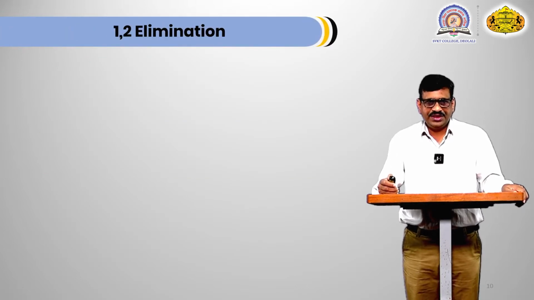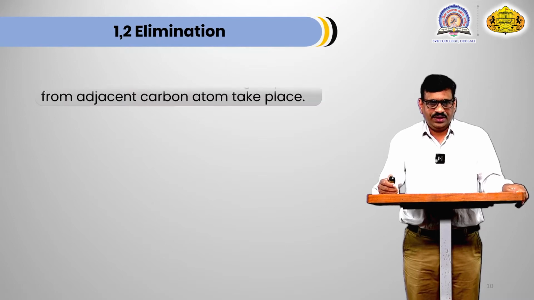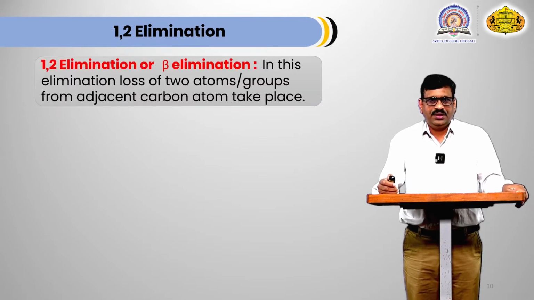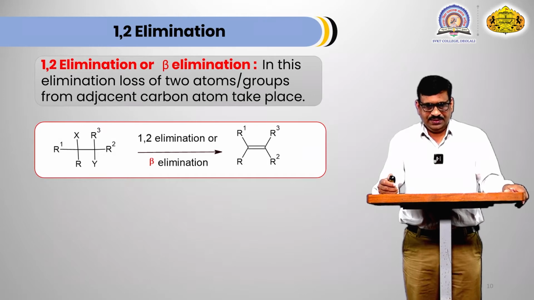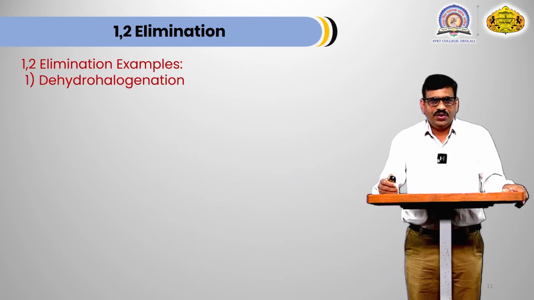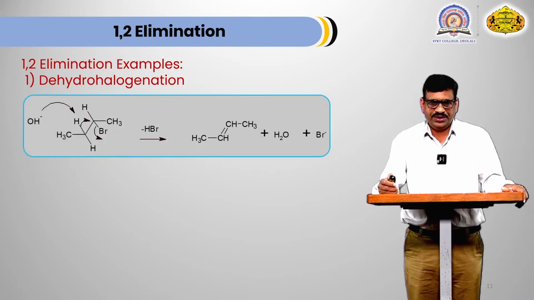Another type of elimination reaction is 1,2 elimination. In 1,2 elimination, loss of 2 atoms or groups takes place from adjacent carbon atoms. It is also called beta elimination. These are some examples of 1,2 elimination. Dehydrohalogenation, removal of hydrogen as well as halogen, is called dehydrohalogenation reaction. And this is the example.